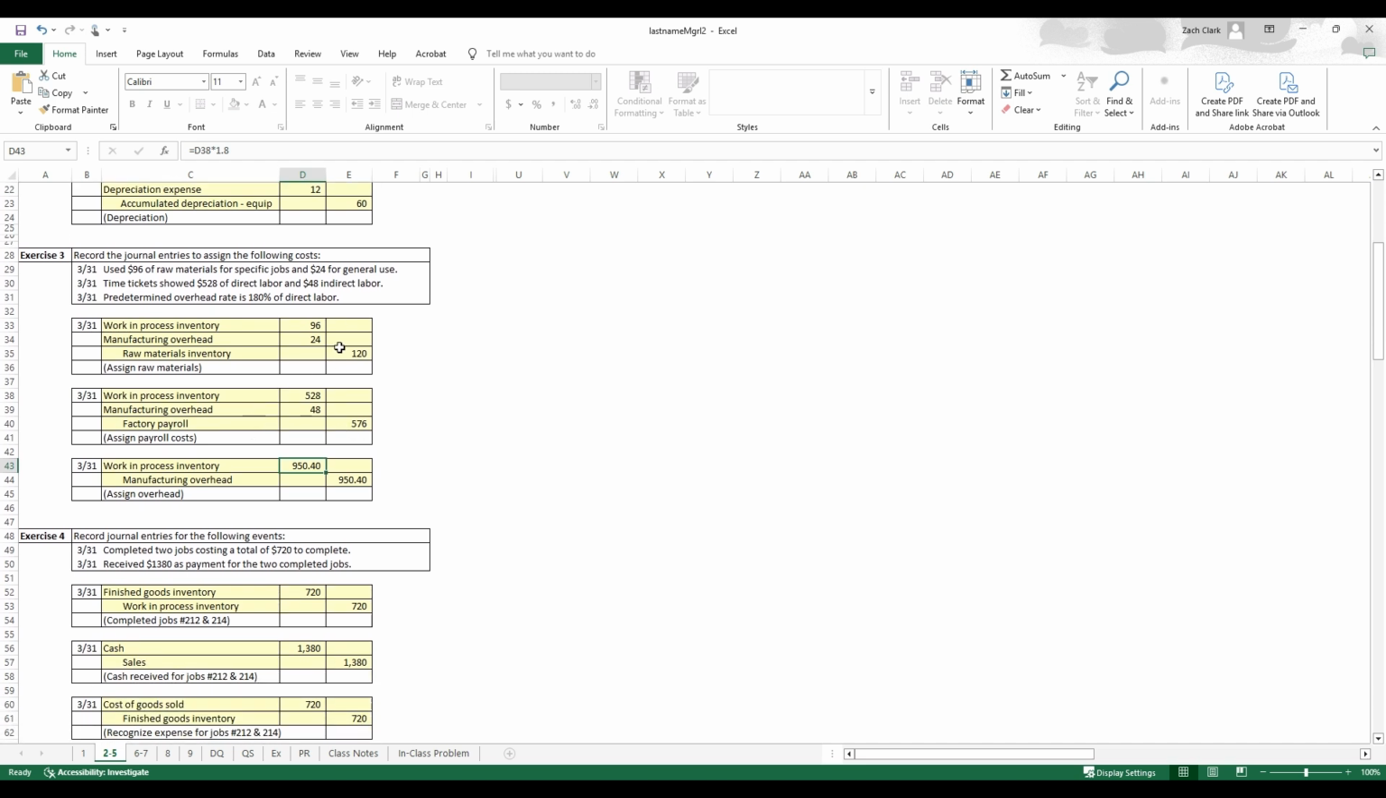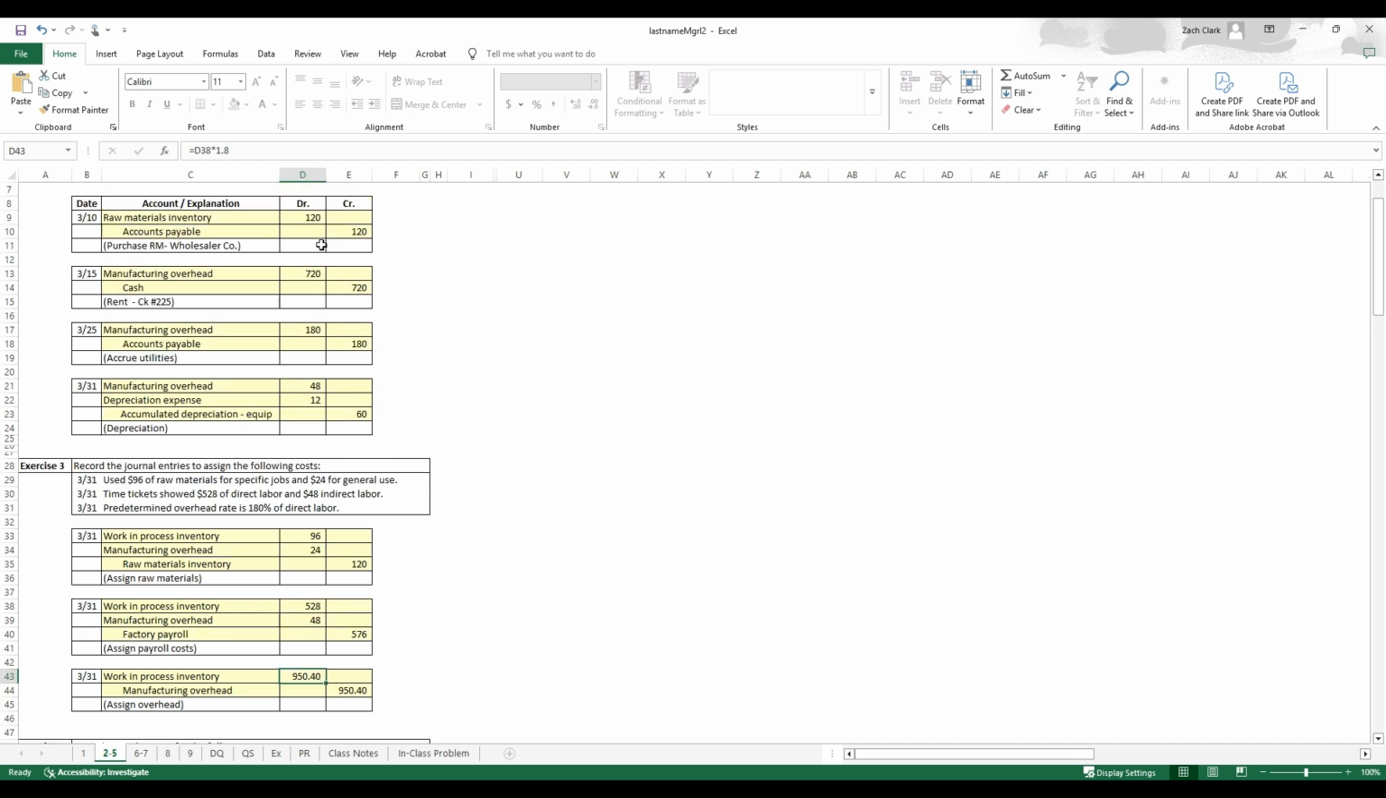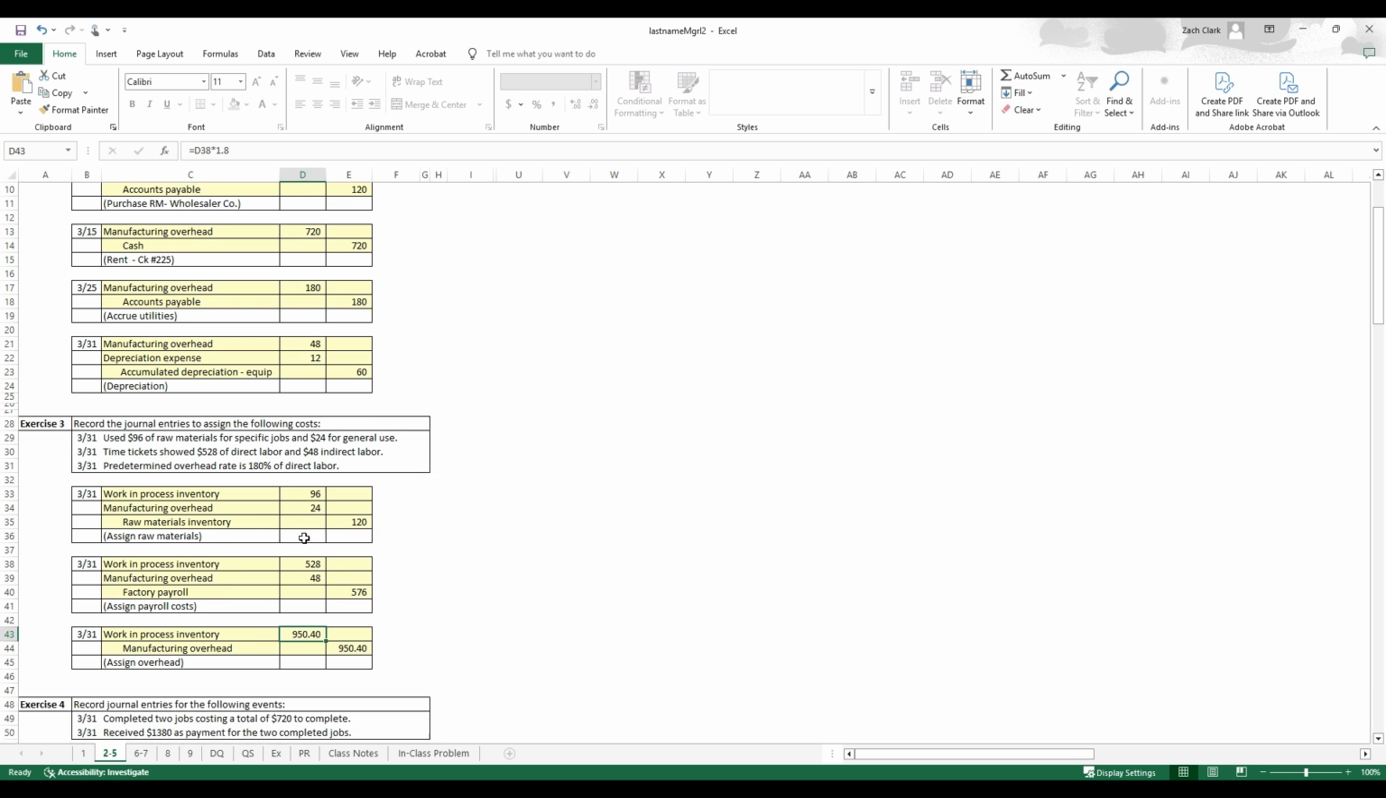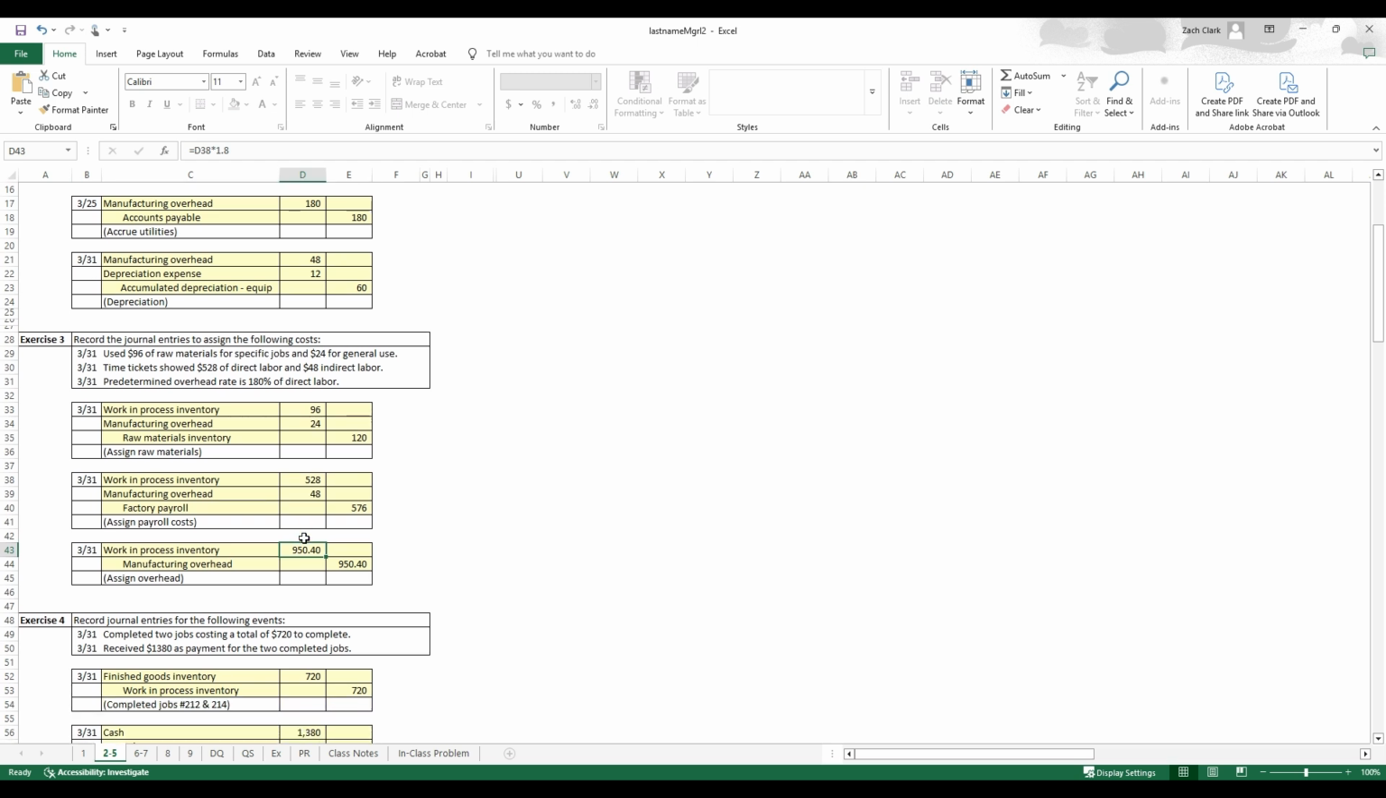And we're moving some of the raw materials inventory that we purchased previously, right? We had the 120, so we moved the whole 120 out into some various categories. So the raw materials inventory can include direct and indirect materials, so keep that in mind. That's one thing to note.